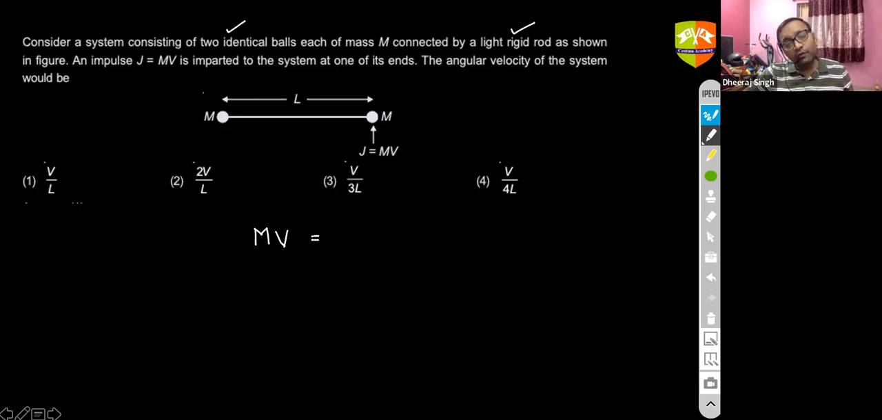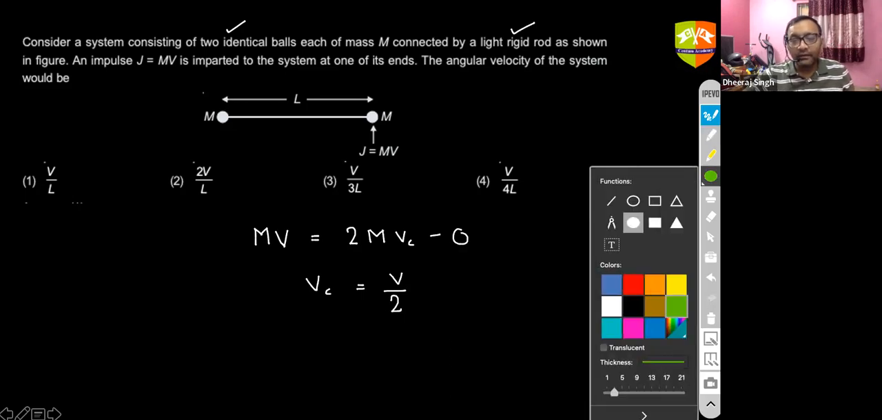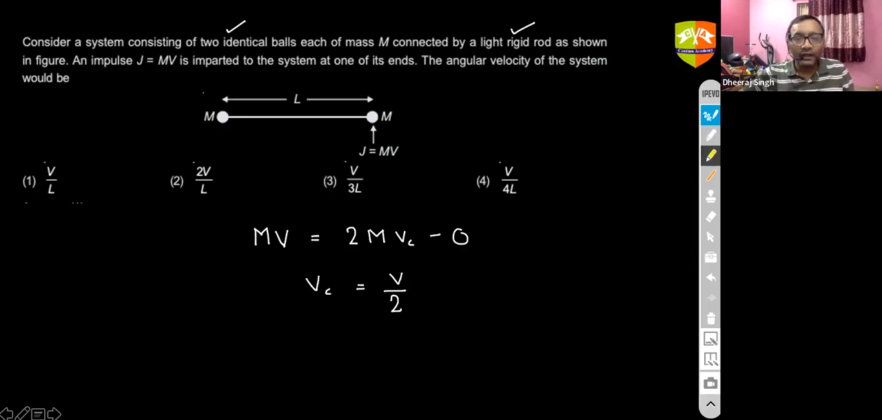So 2m into velocity of center of mass minus zero. So velocity of center of mass is v by 2. It comes directly like this. But nobody is interested in finding velocity of center of mass. What they're asking is angular velocity. This impulse also creates an angular impulse. This linear impulse has an angular impulse about the center of mass. So I can write the angular impulse, which is linear impulse multiplied by the perpendicular distance from the center. This is the angular impulse.